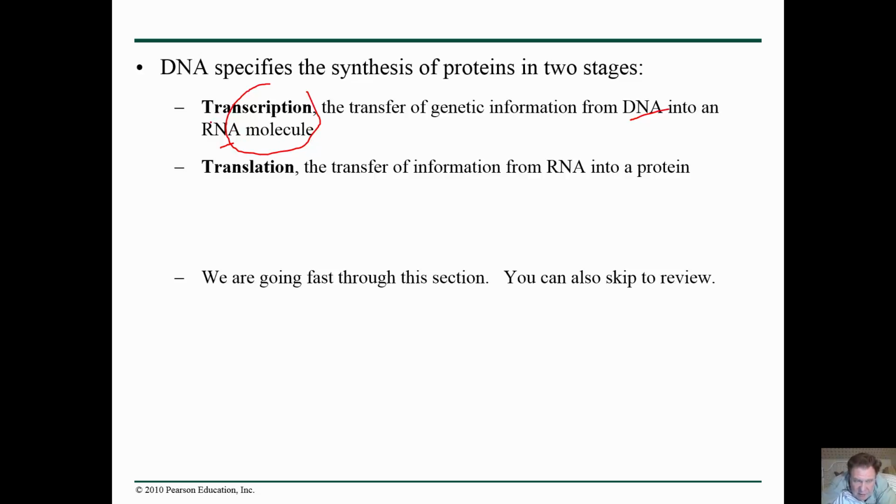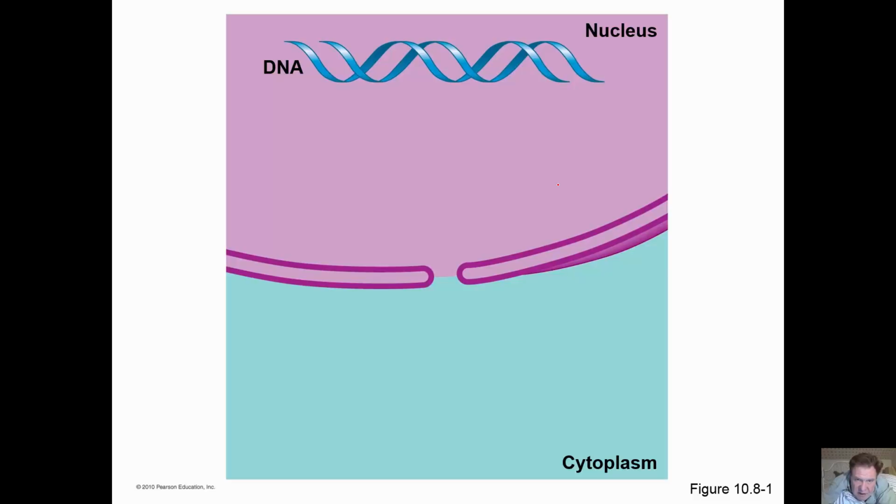Now, an RNA molecule can be damaged and destroyed, but the DNA will always be constant. That's one of the reasons. What we call translation is transforming information from RNA into a protein. It's the primary sequence of a protein. And so here we have DNA.